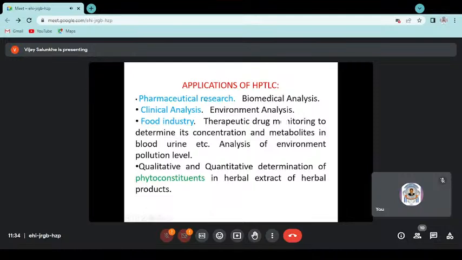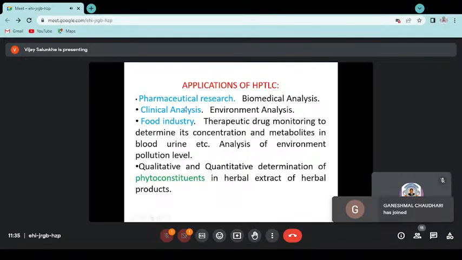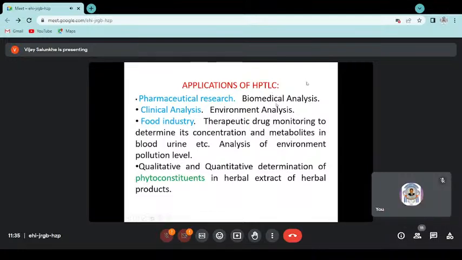Now, HPTLC applications. Mainly HPTLC is used for pharmaceutical research. In pharmaceutical research, that means in the herbal industry mainly, and in many of the allopathic industries also, if they have their herbal unit or herbal component, whether small or large units, if there is any medicament, then separation of the active phytochemical constituents and their identification can be done in pharmaceutical research by using HPTLC. In biomedical analysis, it is mainly preferred. In clinical analysis and environmental analysis, it is also mainly preferred.